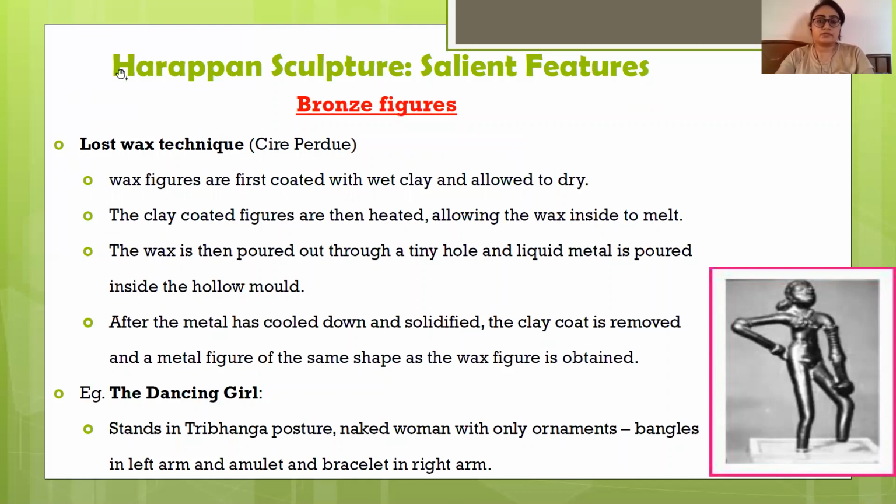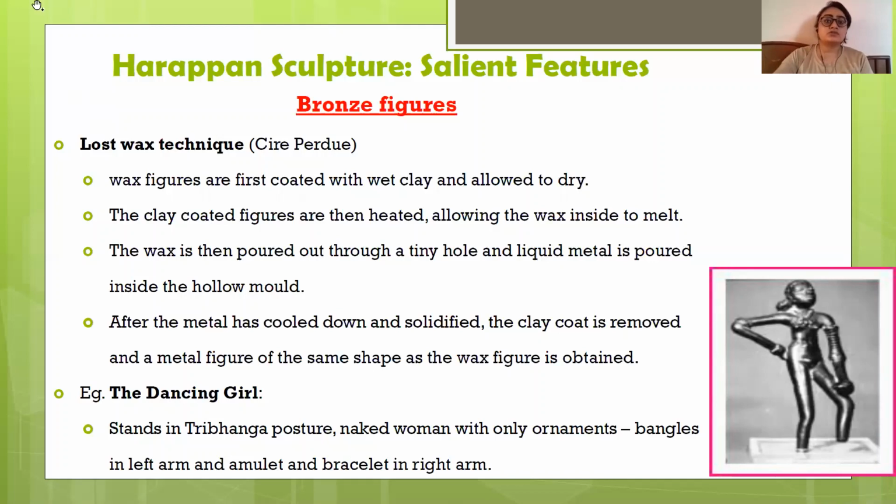This also comes under Harappan sculpture. The bronze figures specifically used the lost wax technique. Indus Valley people used the lost wax technique to make their bronze figures. If you have ever read about the Indus Valley civilization in your textbooks, you must have read about the dancing girl or the bronze girl. The lost wax technique is used in making this dancing girl of bronze.